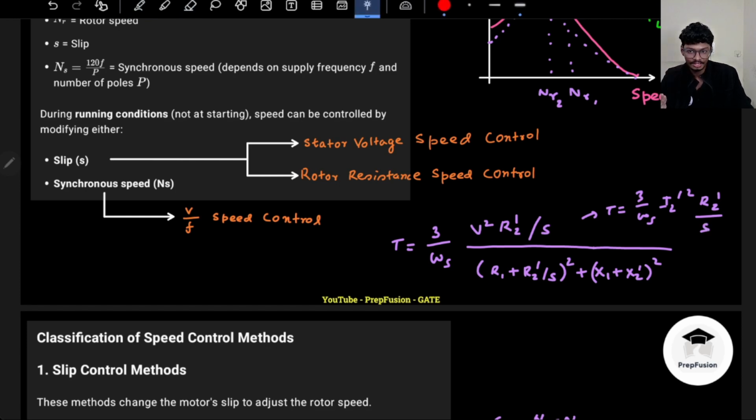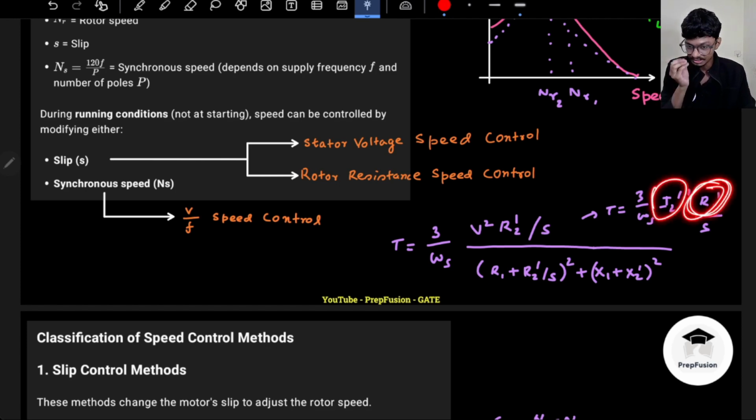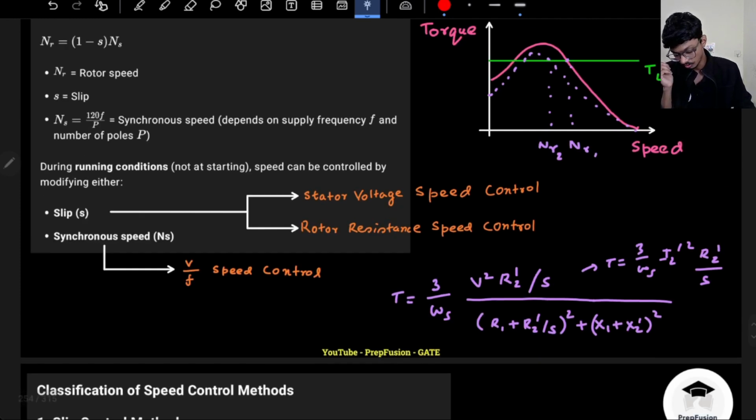So what I can say is, basically I can add external resistance. If I add the external resistance overall, then the torque can change. If you remember in rotor resistance control in the starting methods, when I added the rotor resistance, the starting torque was increasing. Something similar will happen if I assume that the current is almost constant. If I am adding external resistance, what will I observe? I will observe that the torque is increasing. So now the torque will increase.